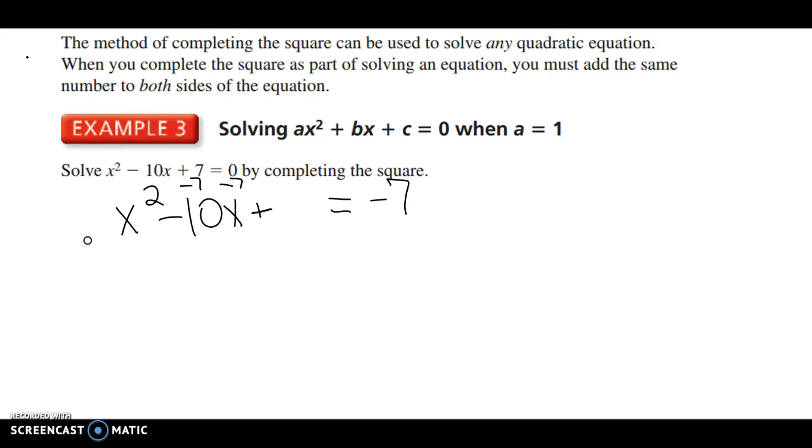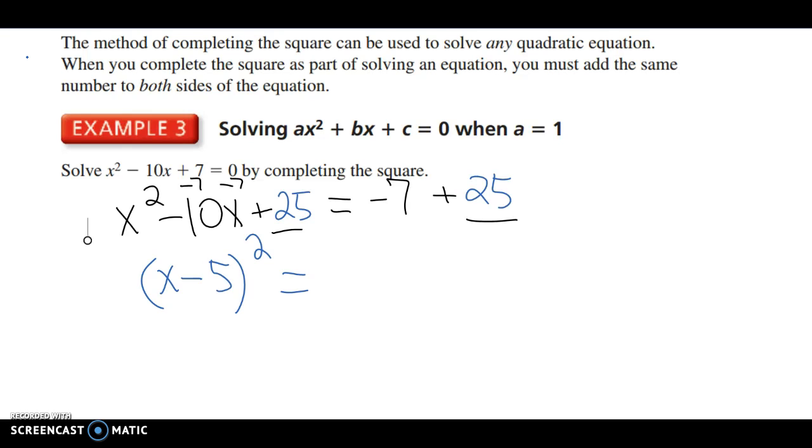So this space is going to be for completing the square. We want to add that number to both sides. So take 10, divide it by 2, and square it. You should have gotten 25, so if I add that to both sides, I can write the left-hand side like x minus 5 all squared equals negative 7 plus 25. So that should be 18.